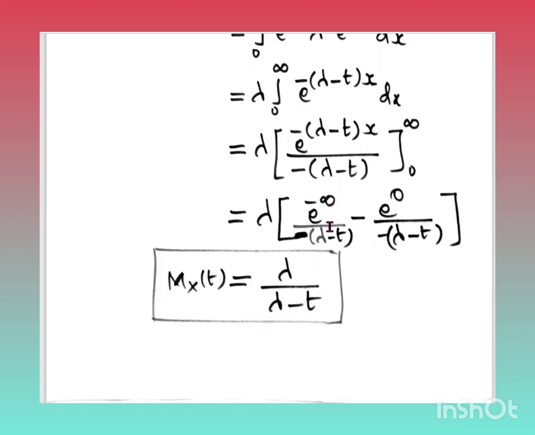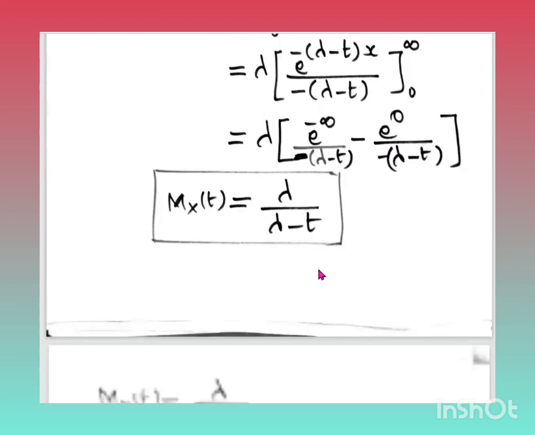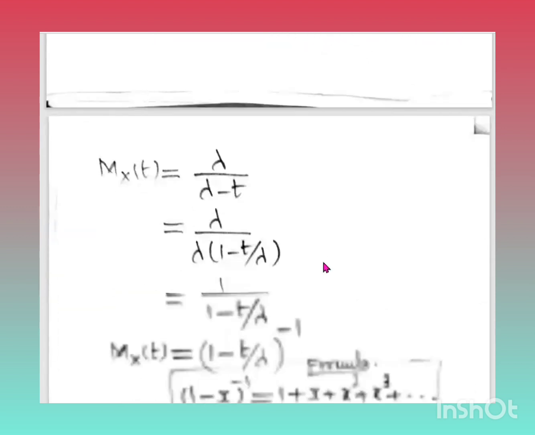The first term, e power minus infinity, will be 0, so the first term will vanish. E power 0 will be 1. So minus of minus is plus. So 1 into lambda gives lambda divided by lambda minus t. So the moment generating function is lambda divided by lambda minus t.